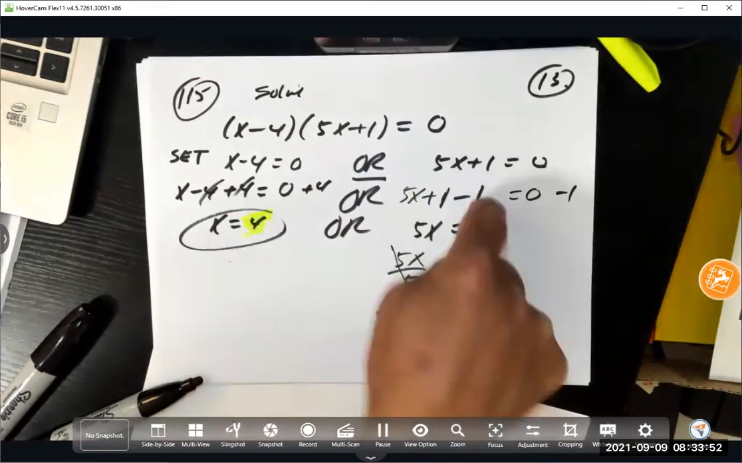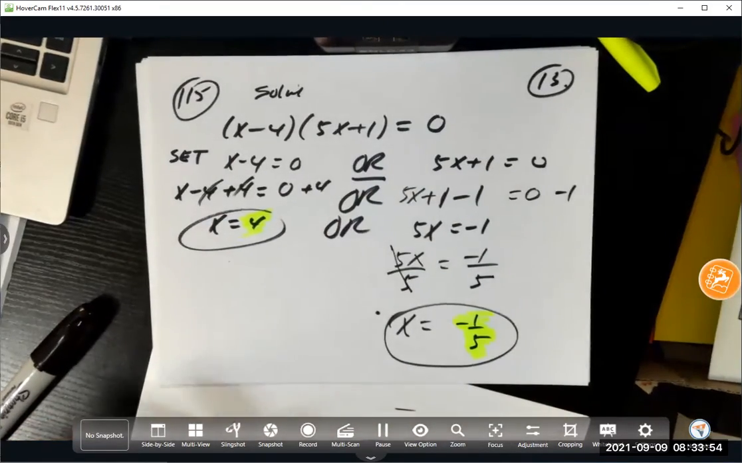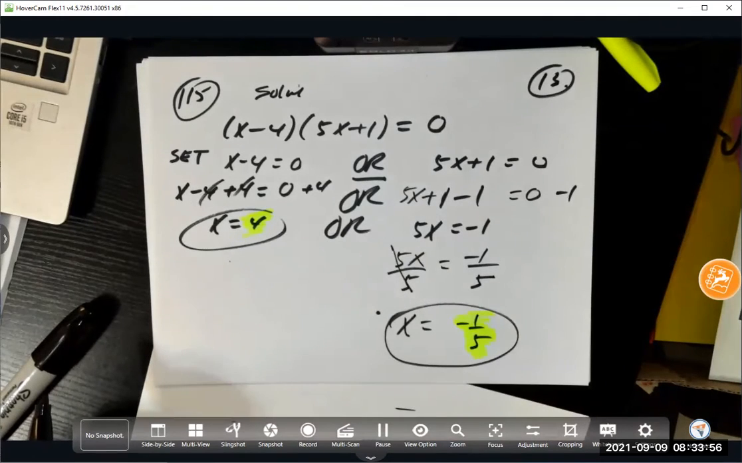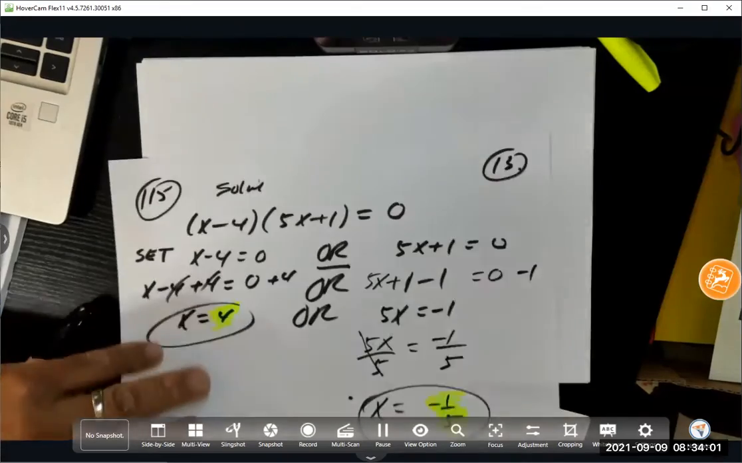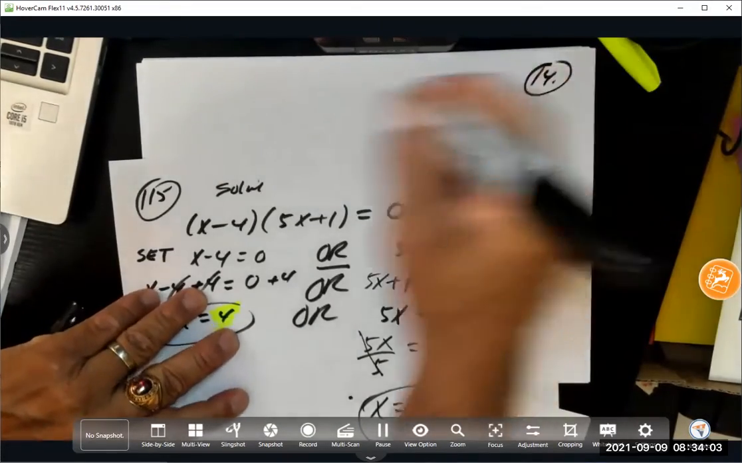Set it equal to 0. Is number 115 okay? Yes or no? You tell me. Can you do one more, please? Of course. Let's do another one of those. I'll do 2 more. Okay, so 115.